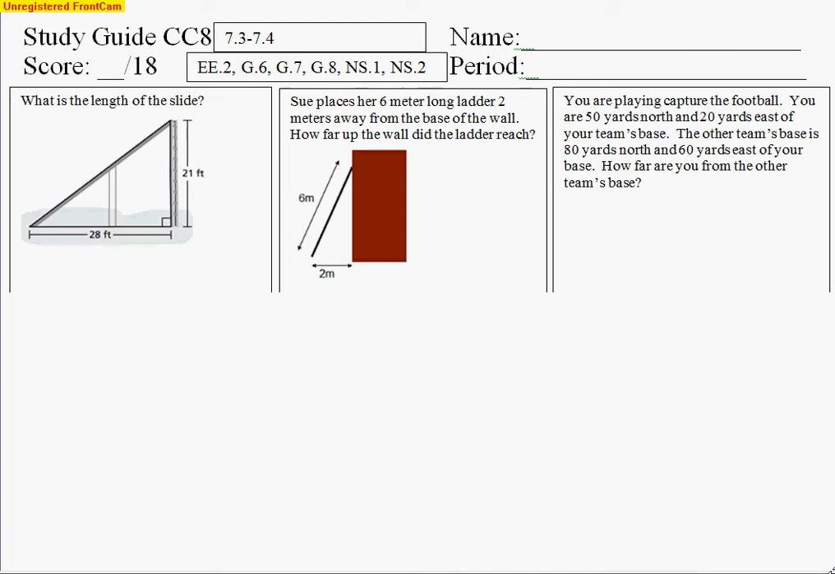These are the answers to the study guide for Chapter 7, Section 3 and Chapter 7, Section 4. Let's take a look at the first problem here. It says, what is the length of the slide?